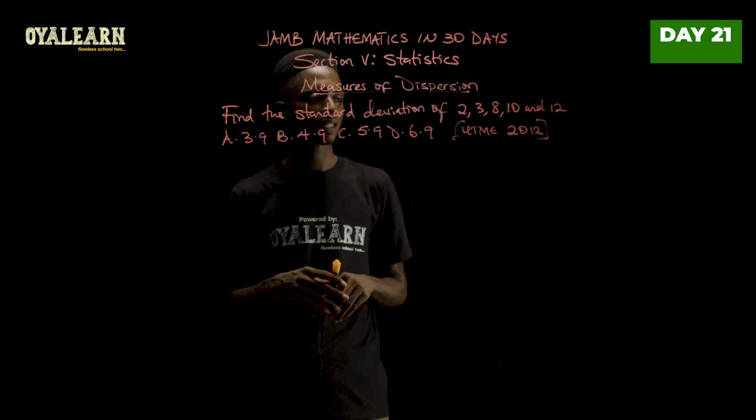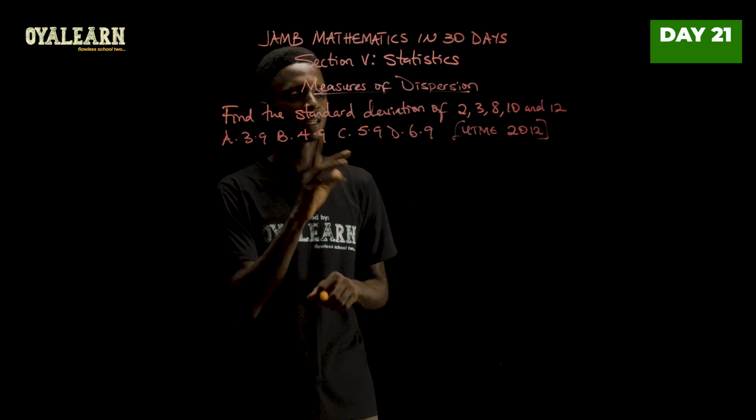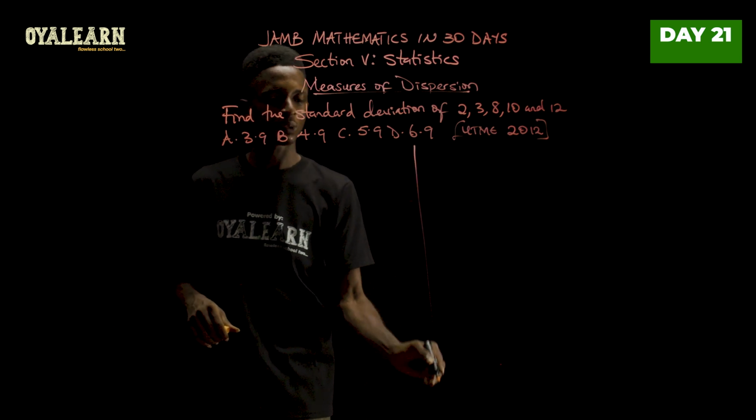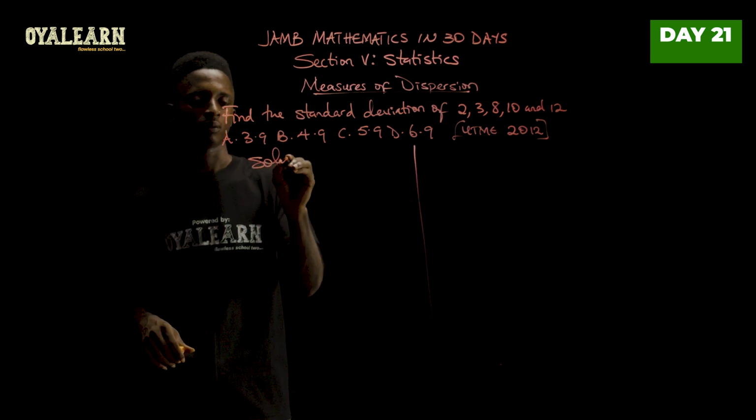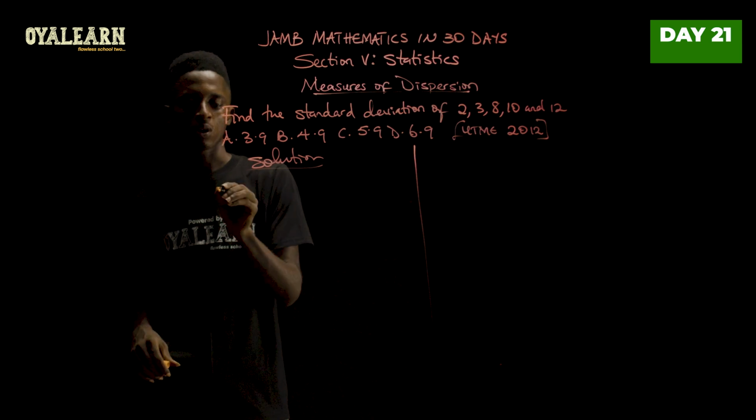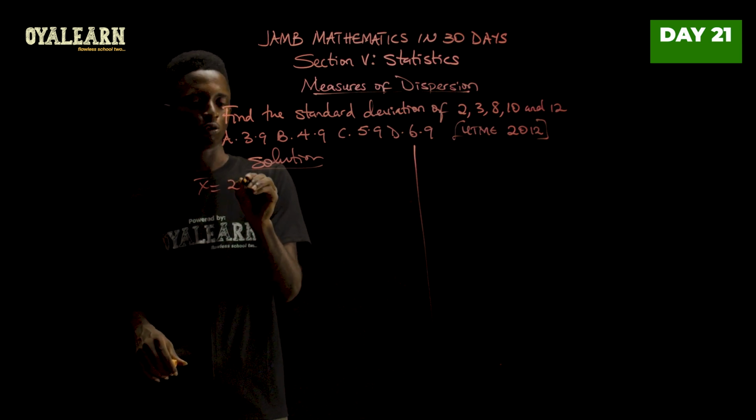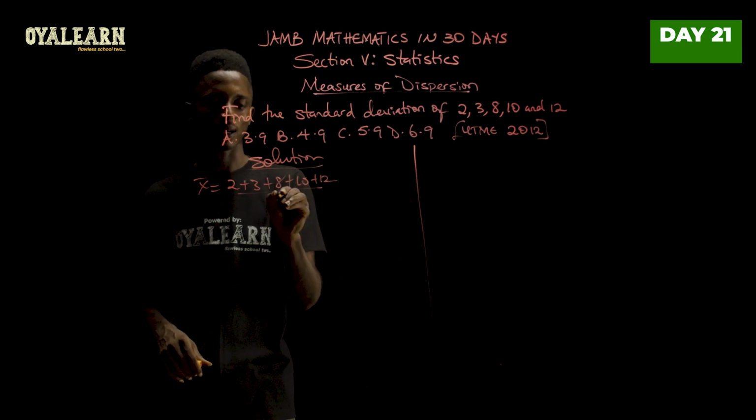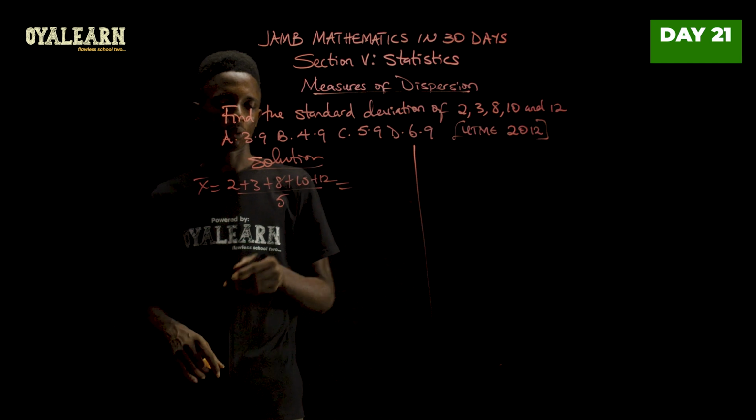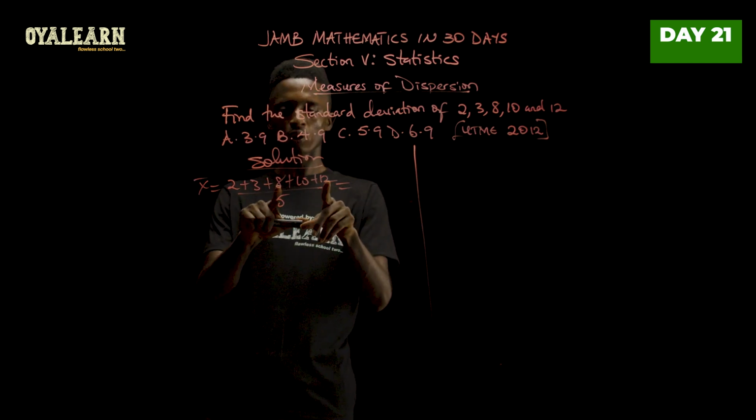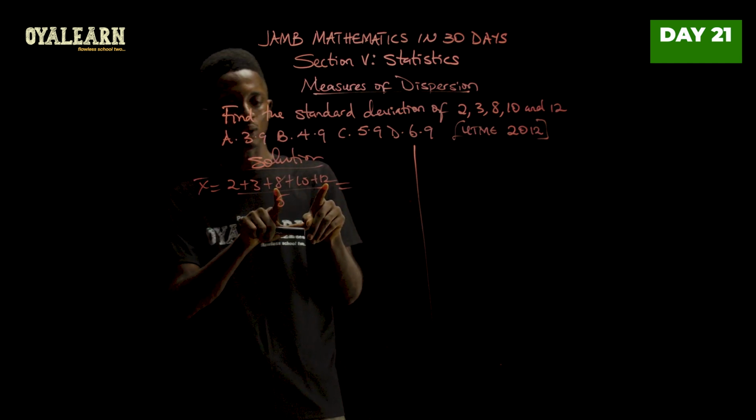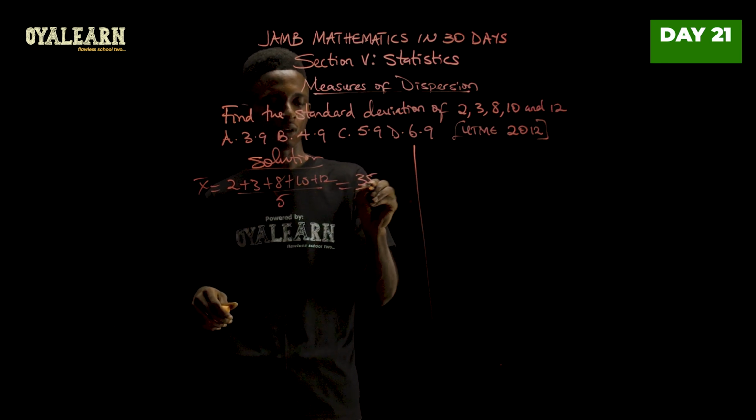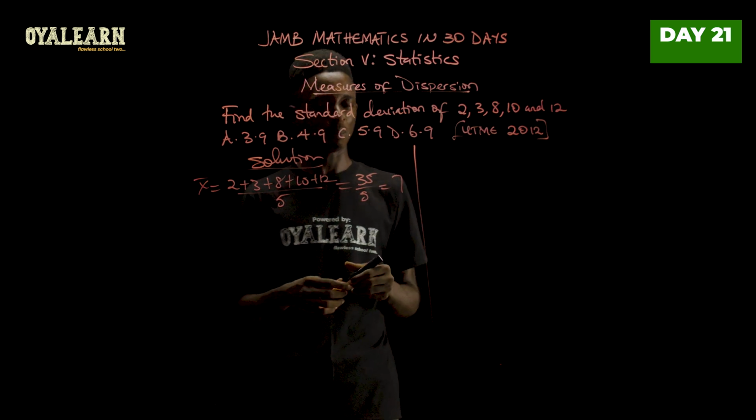Now, this question set in 2012 says find the standard deviation of this set of data, and to solve this, we have to start first by finding the mean. So our mean therefore would be 2 plus 3 plus 8 plus 10 plus 12, all divided by 5. And when we work with this, this gives us 20, 30, so we have 35 over 5, which will give us 7 as the mean.